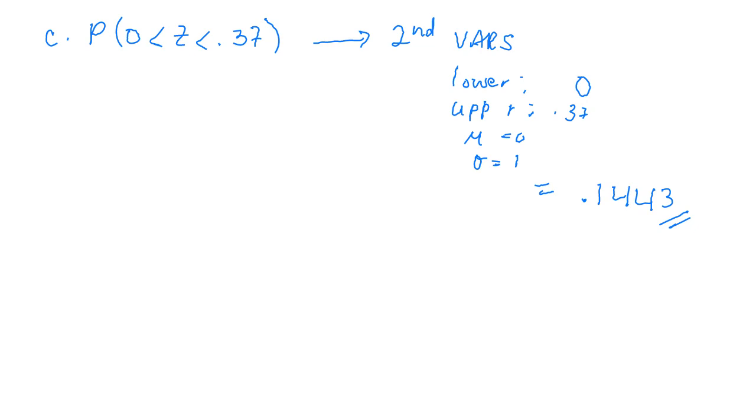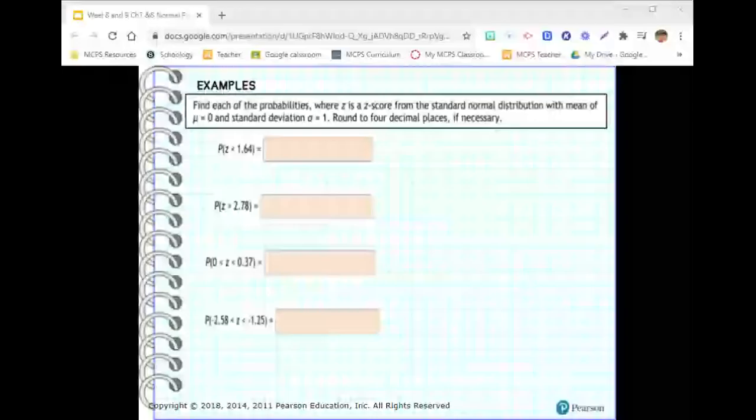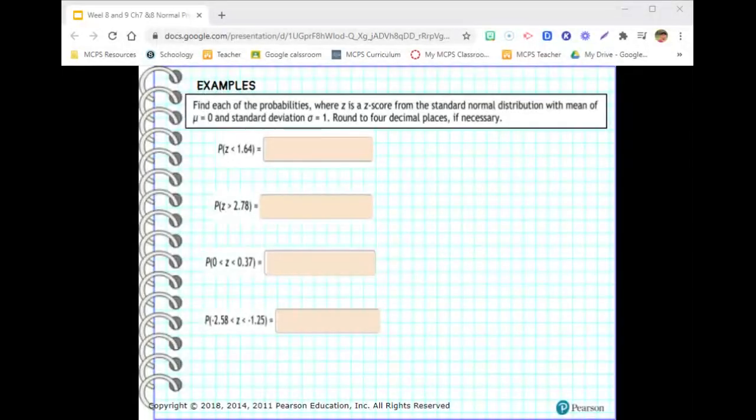Letter D is the same thing. All right, let's go back to the screen. So letter D, the z-score is between negative 2.58 and negative 1.25. Similar process to the previous one. So that's what you're going to do with that one.